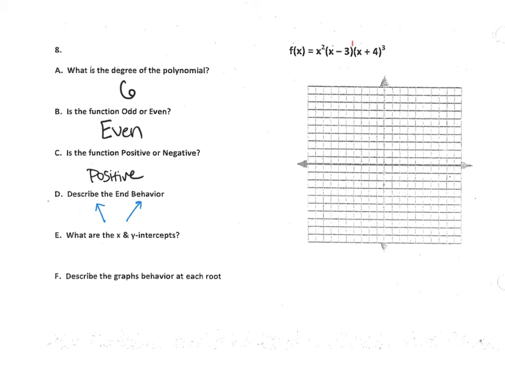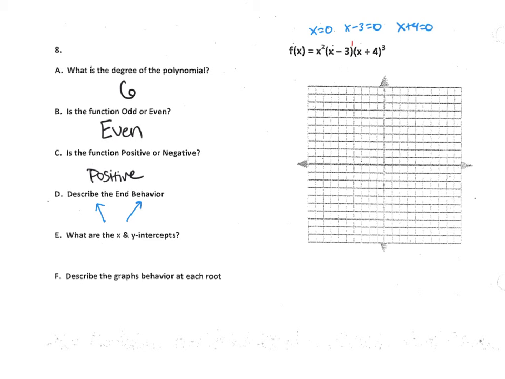And then one of the last things it asks us to do is find those x and y intercepts. So let's find our x-intercepts first. If we set each of these factors equal to 0, we're going to have x is equal to 0, x minus 3 is equal to 0, and x plus 4 is equal to 0.